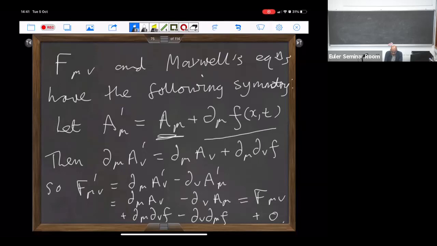With that shift, I can define a new A mu prime. Well, let's compute F mu nu for this new gauge field. So d mu of A nu prime is just d mu of A nu, but now we get an additional term, which is d mu d nu of the function. So we're assuming that the function is twice differentiable.